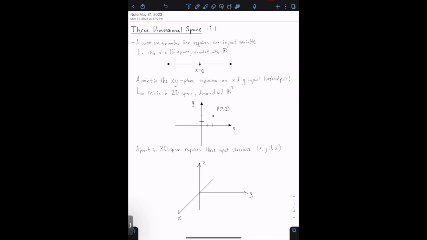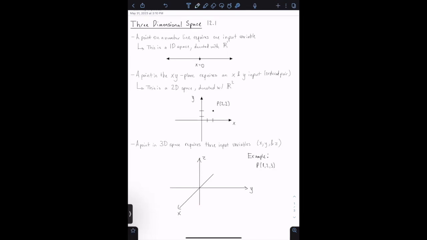But a point in three-dimensional space requires three input variables. We're going to need three coordinate axes to define the position of that point. So we're going to have an x-axis, a y-axis, and also a z-axis here. Usually this is how the coordinate axes are set up: the x-axis coming out of the board, the y-axis going to the right, and the z-axis going up.